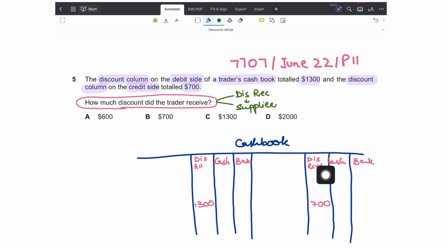However, if I am allowing a discount to my customer, this means that I am receiving cash or check in the business, so that discount will also be recorded on the debit side along with the cash inflow. So this is discount allowed on the debit side. This is discount received. How much is he receiving from the supplier? $700. So that is option B.